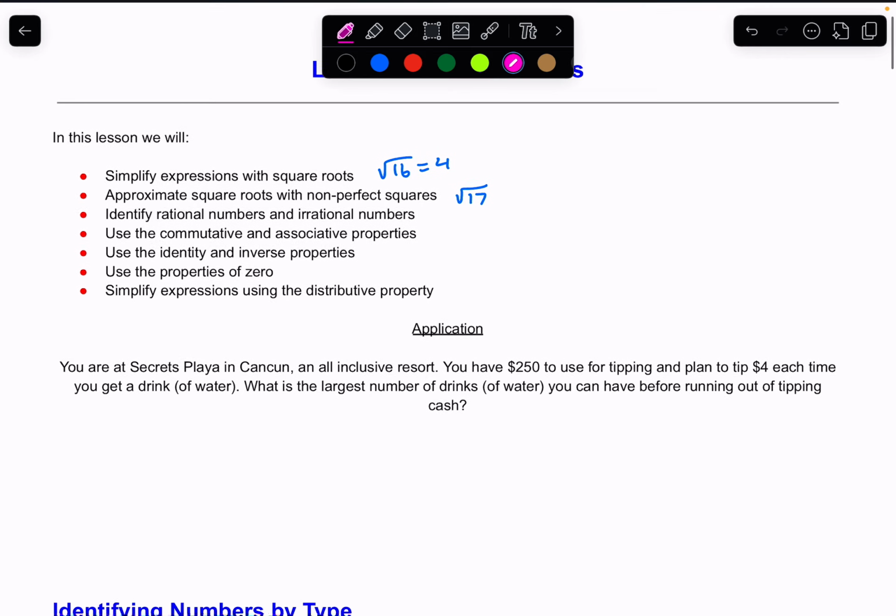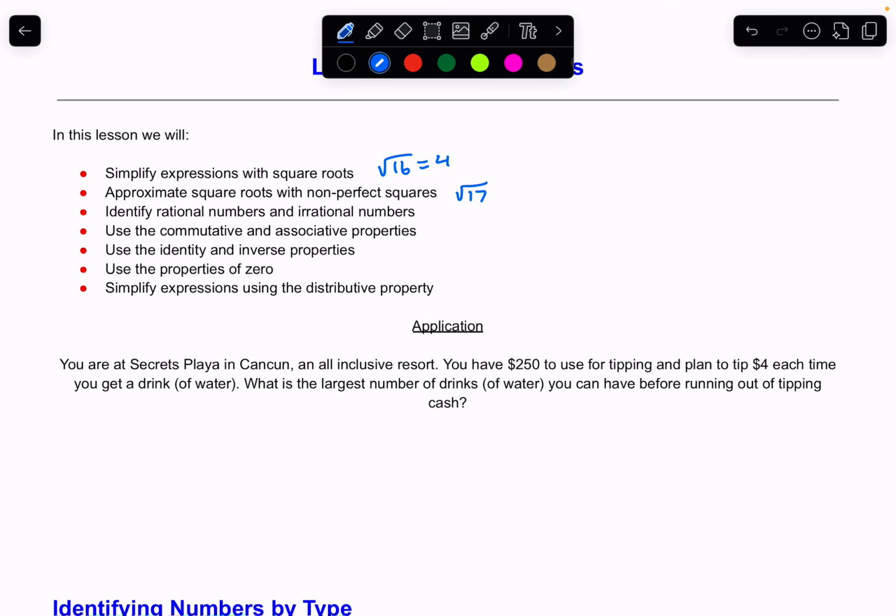All right, so now you're at that resort in Cancun. You have $250 to tip, and you're going to tip $4 each time you get a drink of water. So we want to know how many drinks of water that we can get. So we're going to take the $250 we have. Each time we tip, we are using $4. So we're going to divide by 4. 4 goes into 25 6 times.